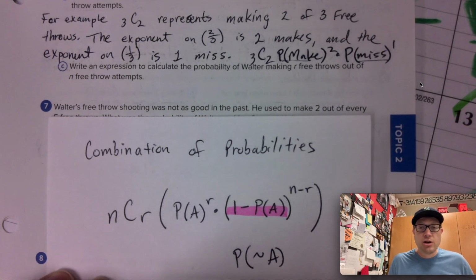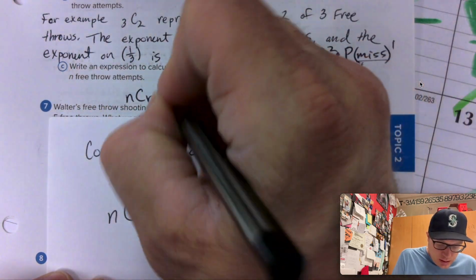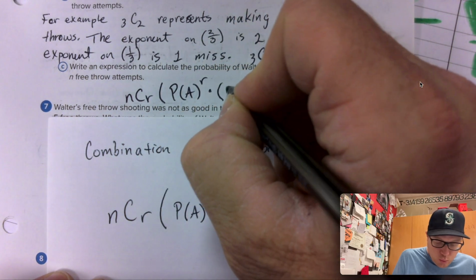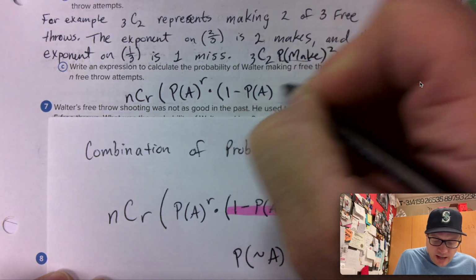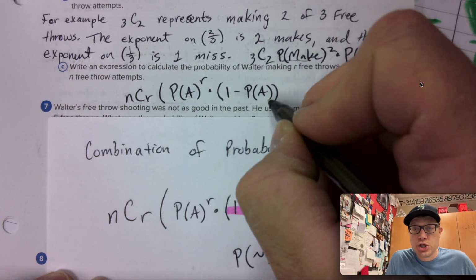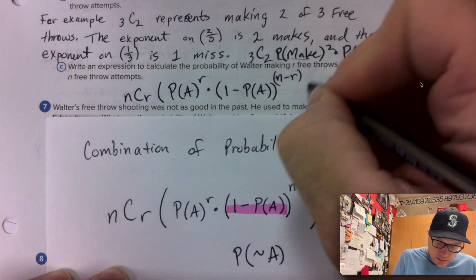Write an expression to calculate the probability of Walter making R free throws out of N free throw attempts. NCR times the probability of A to the R power times 1 minus the probability of A, double parentheses there for the open, open, shut, shut, N minus R, close it all.